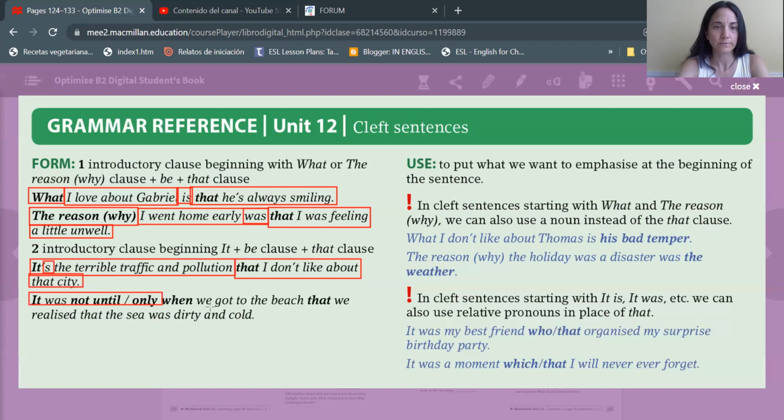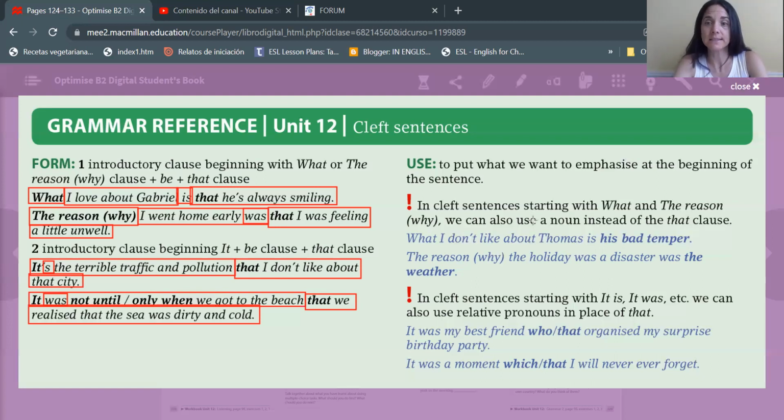So here again, this is all the first introductory clause. Check that after the it, we have the verb to be, in this case in simple past. And it is also followed by this phrase, not until or only when. The meaning is the same. And then to end the sentence with the that clause. So what's the use of this? To put what we want to emphasize at the beginning of the sentence. So it gives more importance to what comes first.